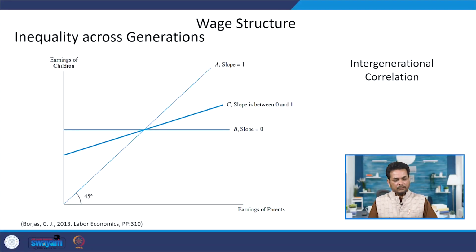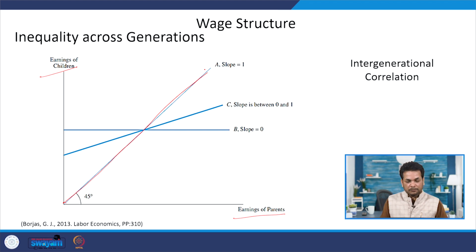Now, if you look at this graph, on the x axis we have taken the earnings of the parents, and on the y axis we have taken the earnings of the children. And when we have drawn so many regression lines, the slopes are different. If you look at regression line A, which is a 45-degree slope, it means the slope is 1. And we have drawn another regression line where the slope is 0.